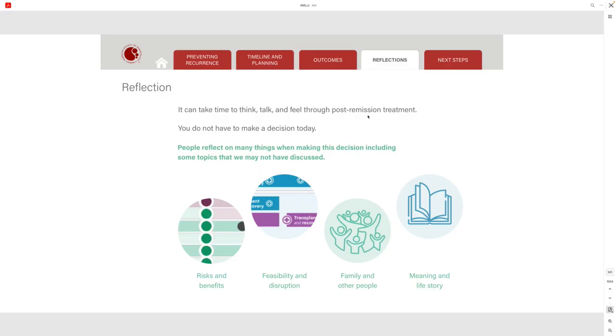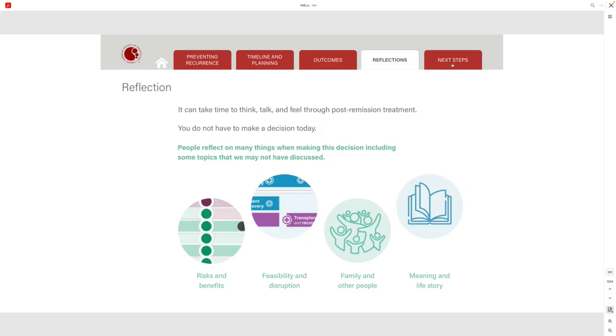And the topics of discussion can be the risks and benefits of the different alternatives, their feasibility given the situation of the patient and the disruption in life that these options will consider, the effect on family and other important people in their lives, and to discuss what it means at the current stage of living of the patient and the meaning in their life story of pursuing this additional therapy. So these are opportunities to have in-depth discussion about what it means for this patient to pursue this course of action.